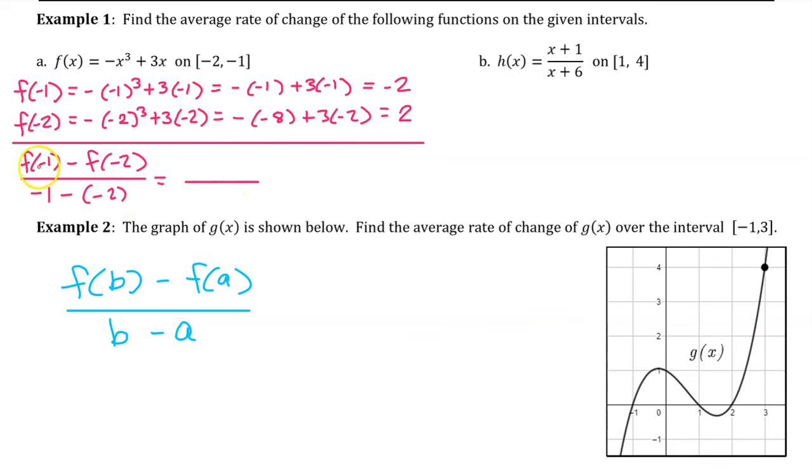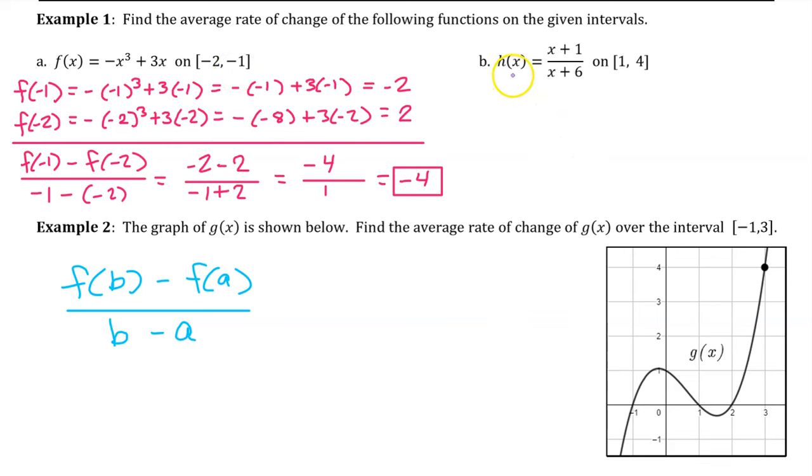But we already found that f at -1 was -2. So we have -2 minus, and then f at -2 was +2. -1 minus -2 is the same as -1 plus 2. So this will give us -4 over +1, which of course is equal to -4. So this is the average rate of change of f on the closed interval from -2 to -1.